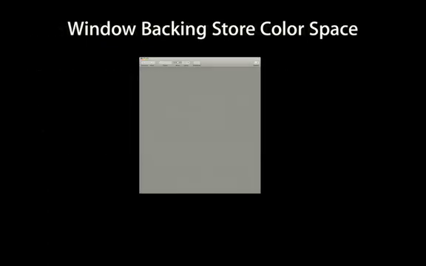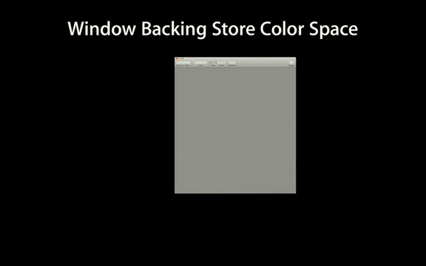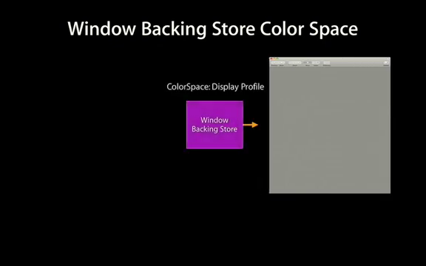So the next topic I would like to talk about is the window backing store color space. When we think about drawing to a window, on Mac we don't draw directly to the frame buffer. In reality, there is a piece of memory set on the side, which is called the window backing store. This is where all the drawing and all the compositing is happening before the data is moved to the frame buffer during the refresh. And by nature, that window backing store is tagged with the display profile for where my window is residing, and there is a CG context attached to that.